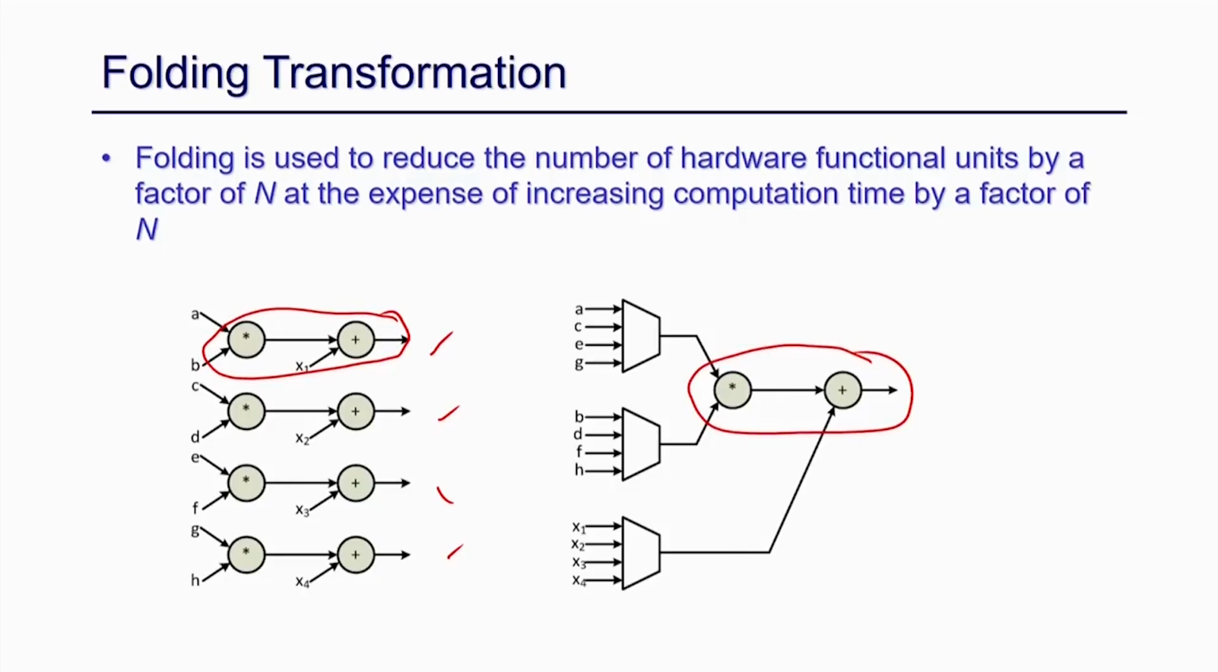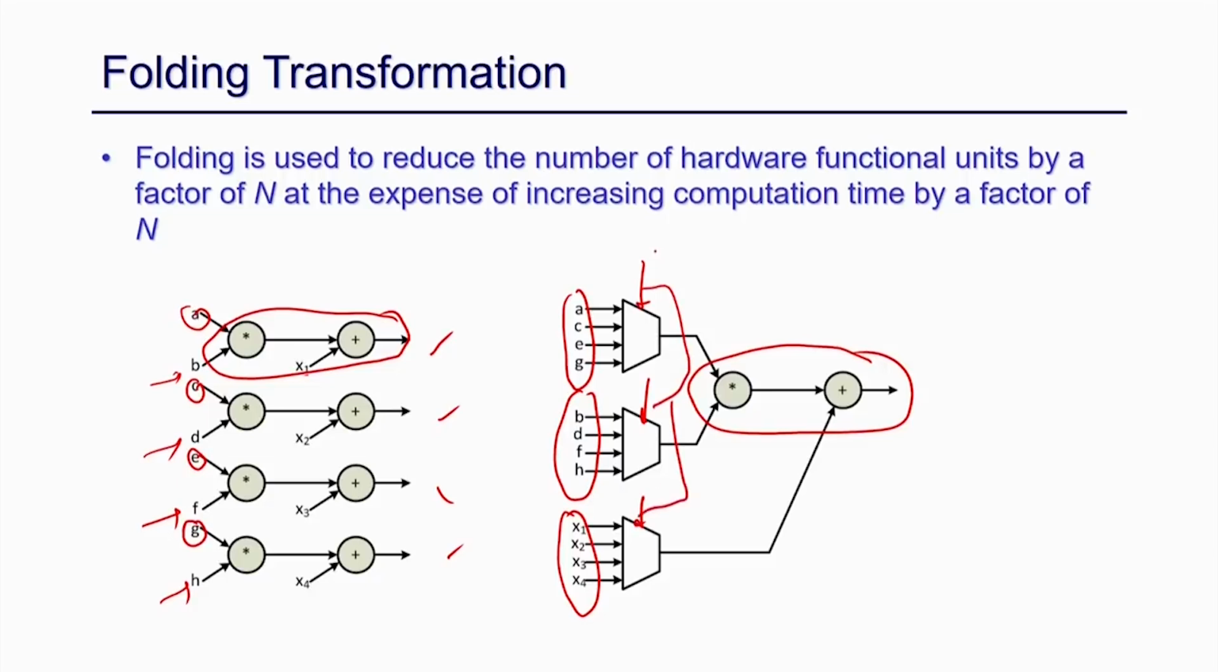So, the left inputs A, C, E and G will be clubbed together as the left input through a multiplexer, and the right inputs B, D, F and H will be clubbed together as the right input of this multiplier. Then x1, x2, x3 and x4 will be time multiplexed again to this adder, and this will be controlled by the same control signal, say CS, which is 2 bits.